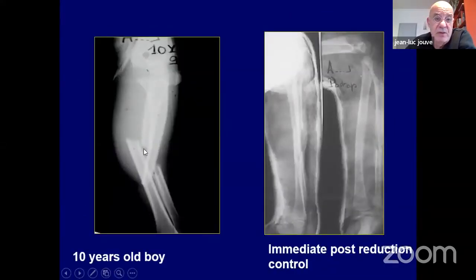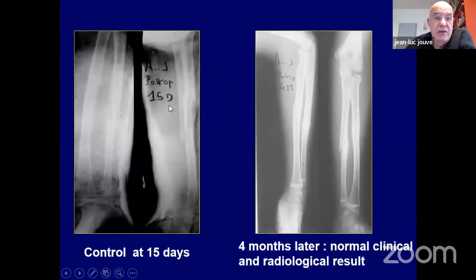An example with a high displacement, and the reduction was very good. So we don't touch, and we check the patient. Here you see at 15 days, the result is okay. And you see that at 4 months, we have a good result. So the reduction is possible even if you have an important displacement.